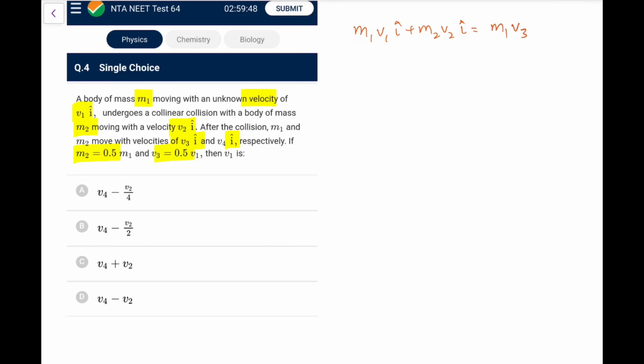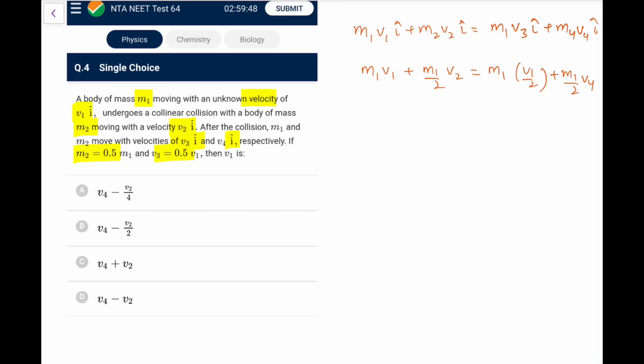That would be m1 v3 î plus m4 v4 î. So this î thing goes, I can directly write this m1 v1 thing. Because m2 is half of m1, I can write m1 v1 plus m1 by 2 into v2 is equal to m1 into v3, v3 is v1 by 2 plus m1 by 2 into v4. That is what we have got.